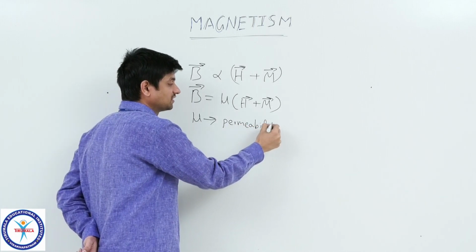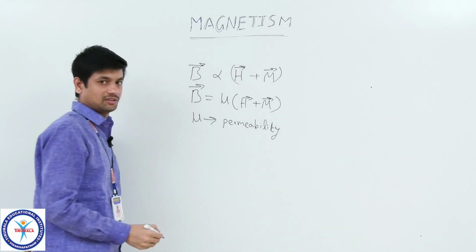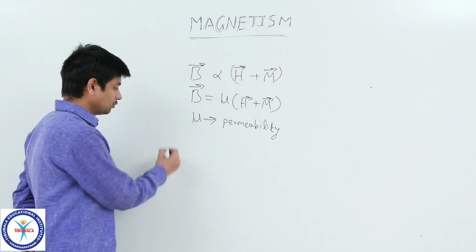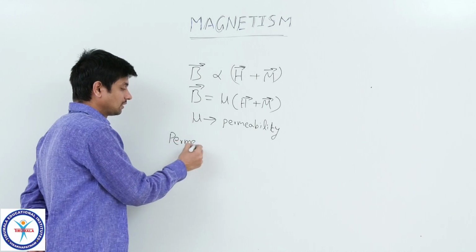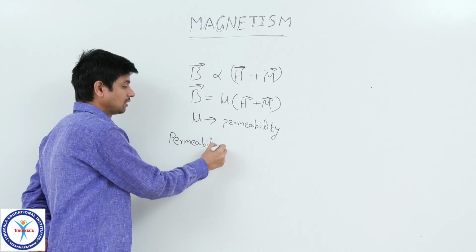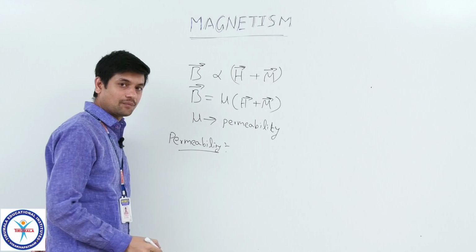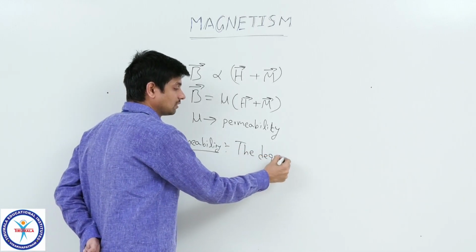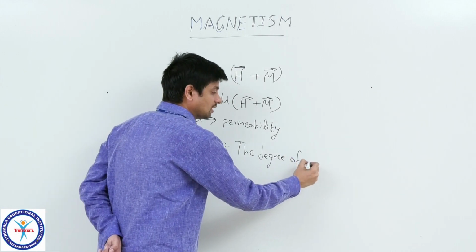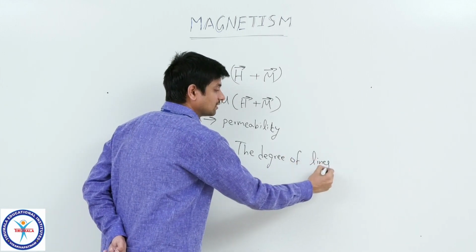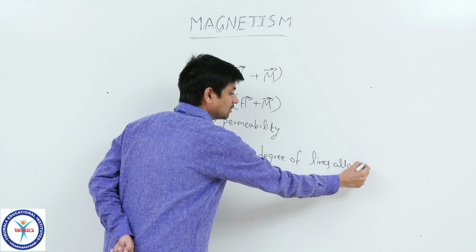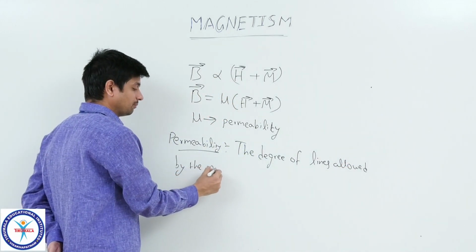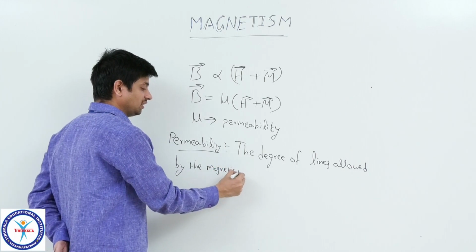permeability. What is it called? Permeability. So permeability tells you the degree of lines allowed by the magnetic material.